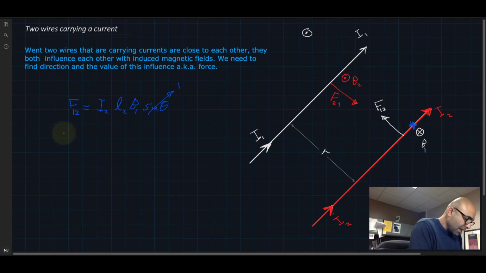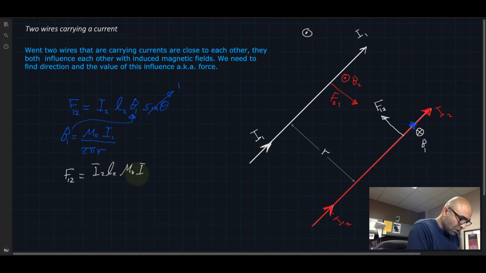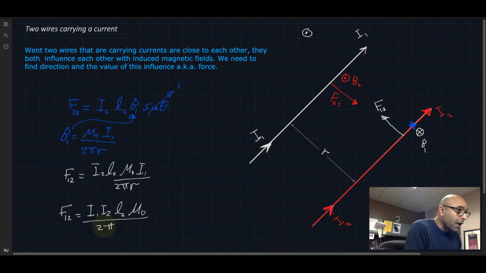Now we need to find B1, the value of B1 at this point coming from I1, using the equation that we learned for the magnetic field created by a straight wire, which is mu naught times the current I1 divided by 2 pi R, where R is the distance. Plugging this in, F1 on 2 is equal to I2 times L2 times B1, which is mu naught I1 divided by 2 pi R. There is no sine theta, so rearranging: F1 on 2 is equal to I1 I2 L2 times mu naught over 2 pi R, and that's it.